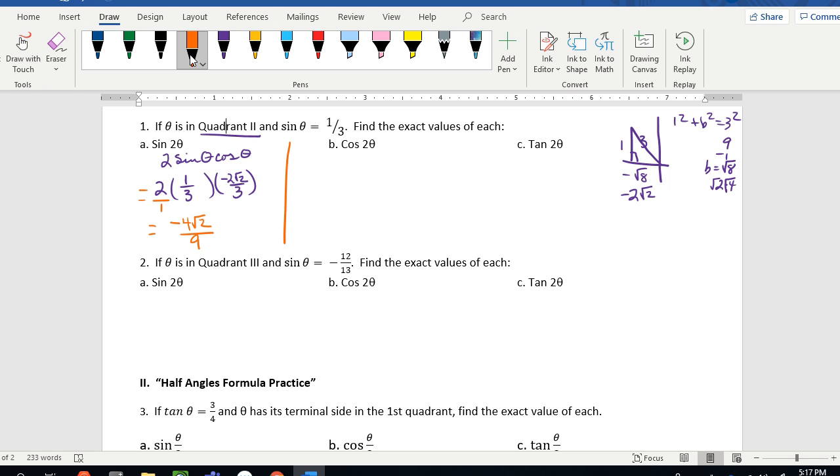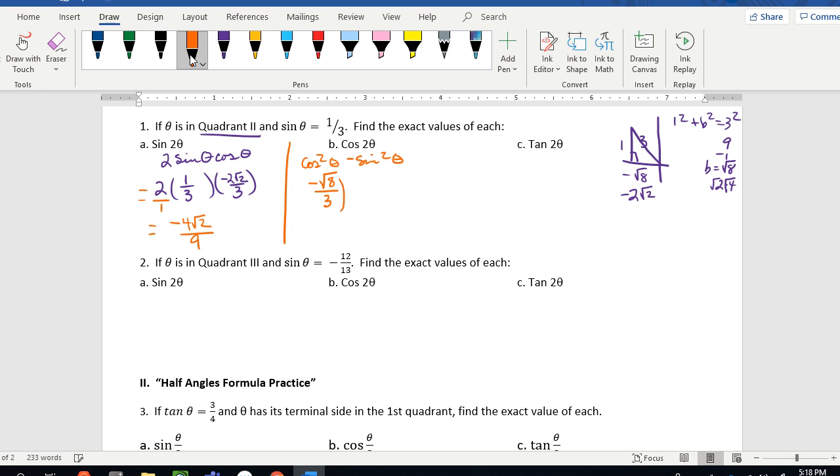Going on to B, I'm going to use cosine squared theta minus sine squared theta. And cosine squared theta is, believe it or not, if I'm going to square it, the square root of 8 squared is faster to do than 2 root 2 squared. So I'm going to back up and backpedal.